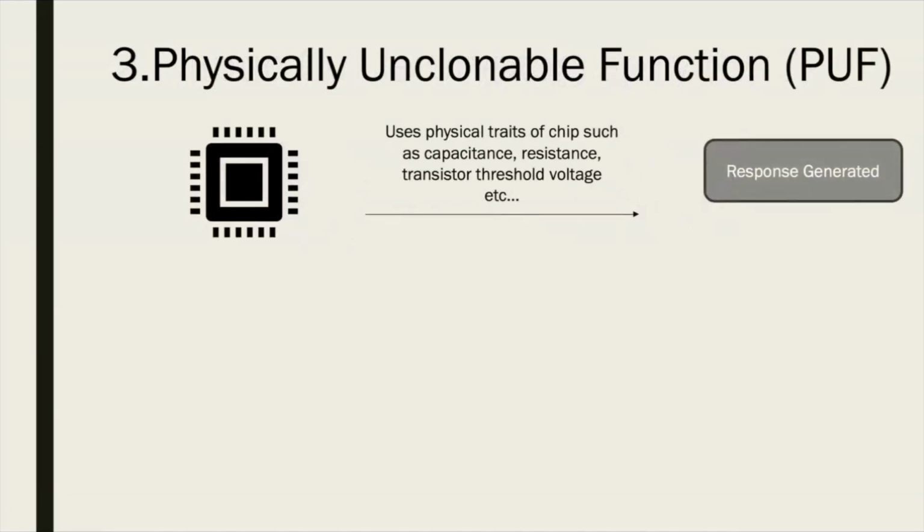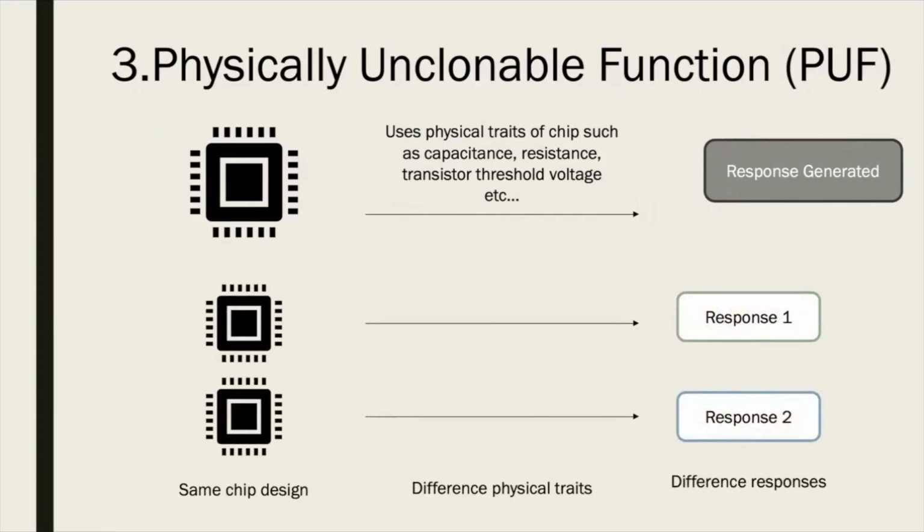The third method is physically unclonable functions, or PUFs. Unlike hashing and ECC, PUF is based on hardware. A PUF takes advantage of tiny manufacturing variations in silicon, which naturally makes each chip physically unique. These unique physical variations allow a device to generate a response to a given challenge. Since even chips built from the same design cannot be made exactly identical, the response is very difficult to clone.